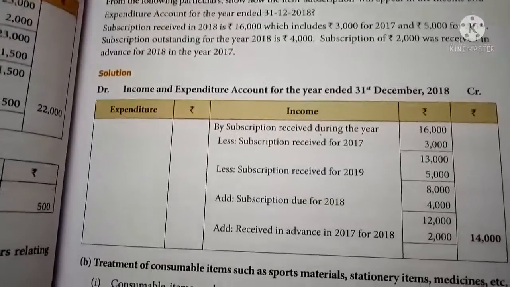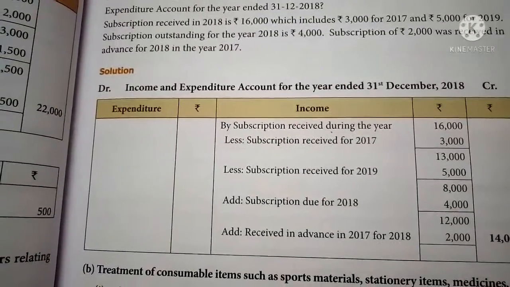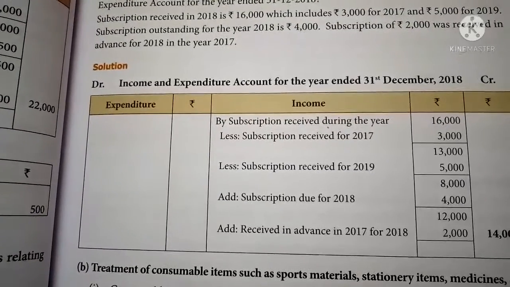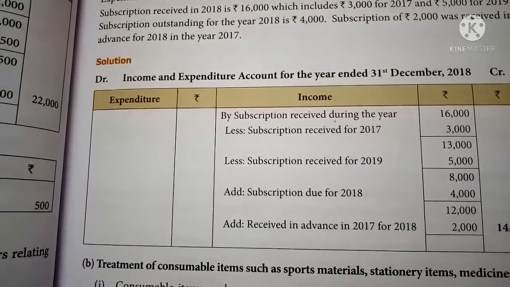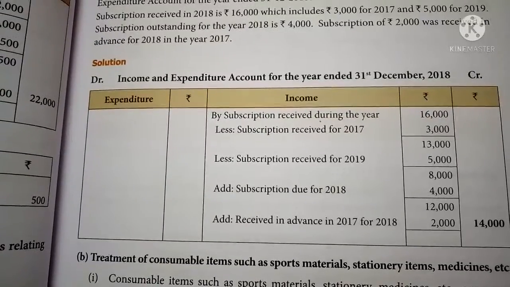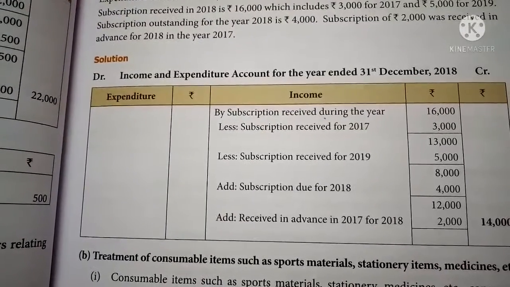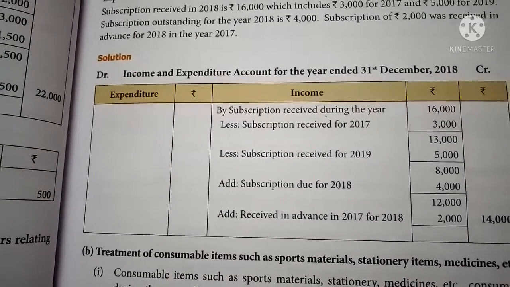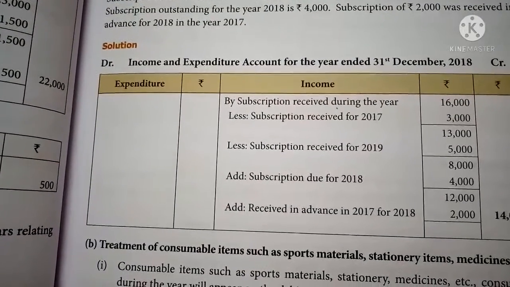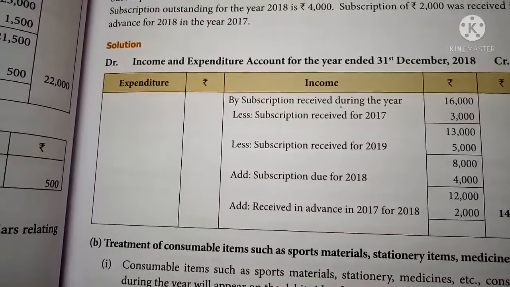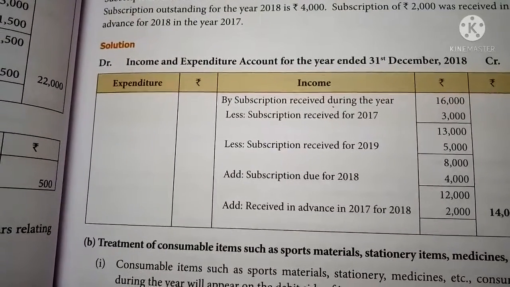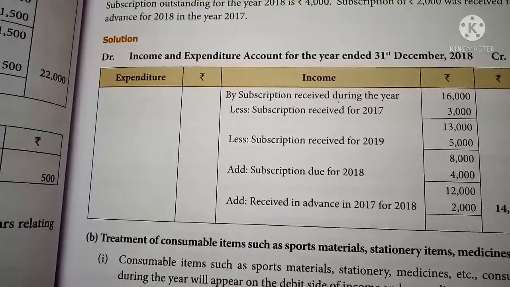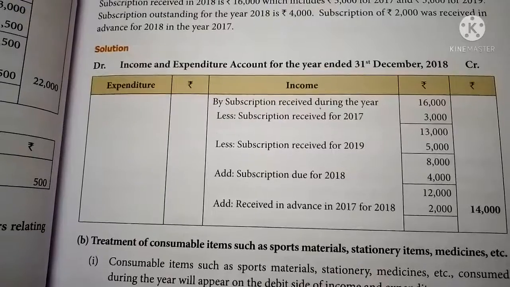They are asking for the ledger, so you can work out this sum in a ruled notebook. Use both sides, the left side is the debit side, the right side is the credit side. Write the heading income and expenditure account for the year ended 31st December 2018 and make the necessary columns. Come to the credit side, that is the income side. First write by subscription received during the year, that is one year subscription, 16,000. It is already given in the sum.